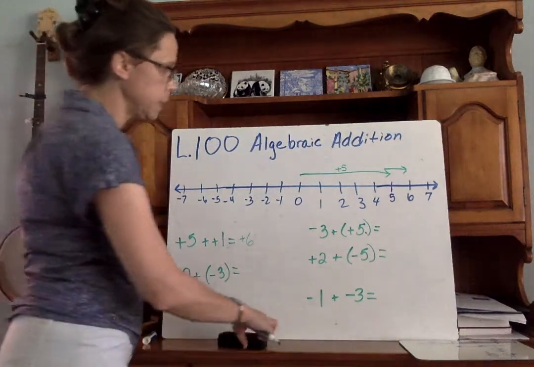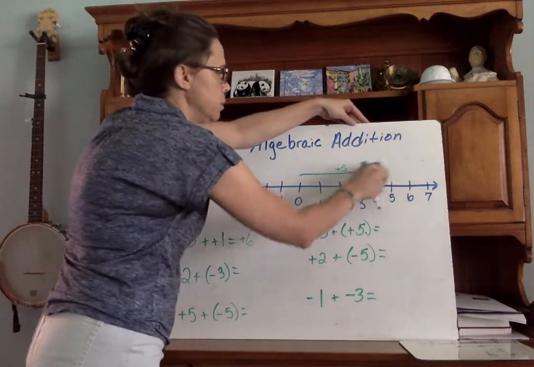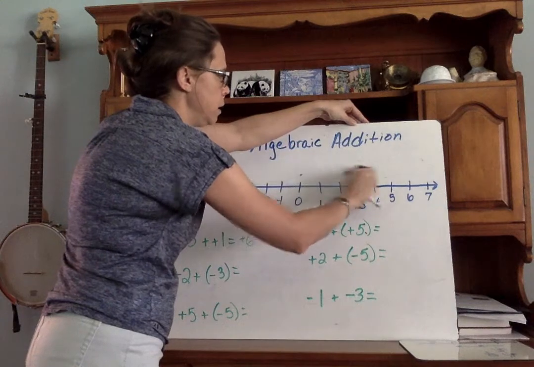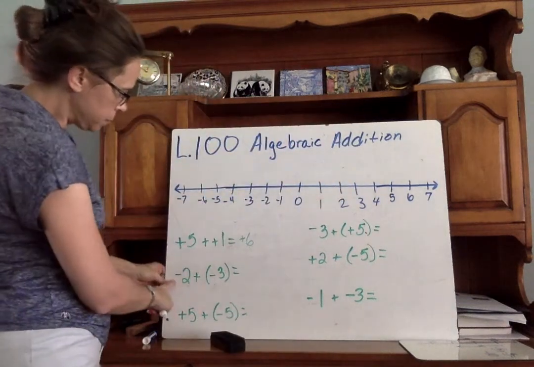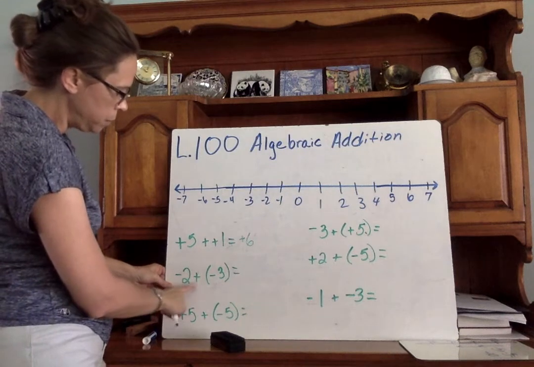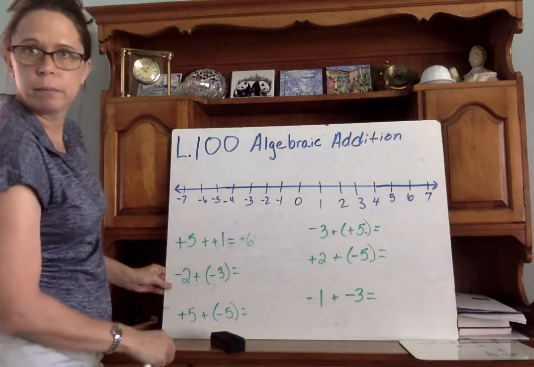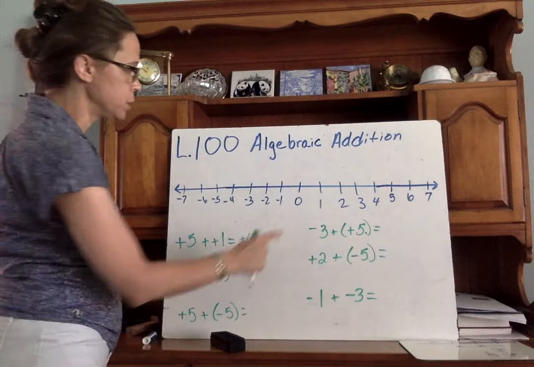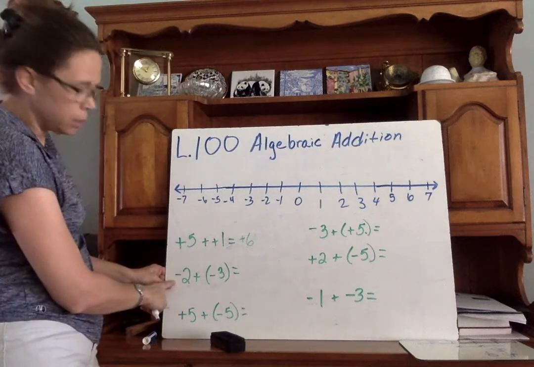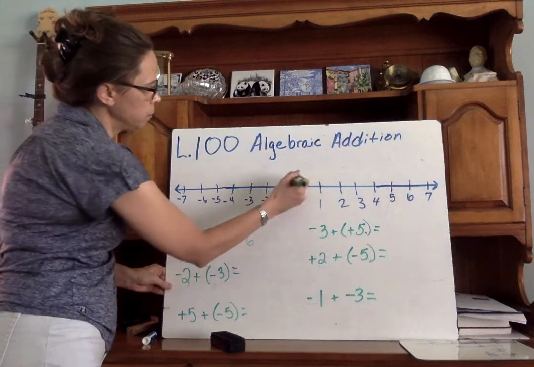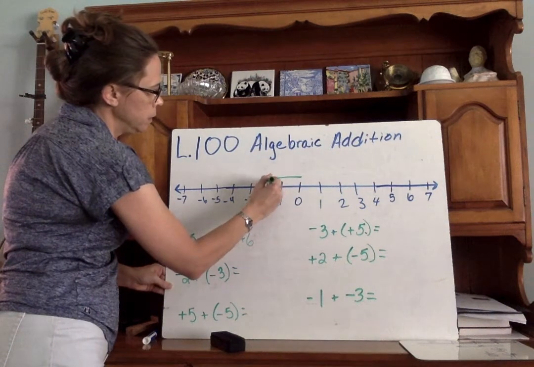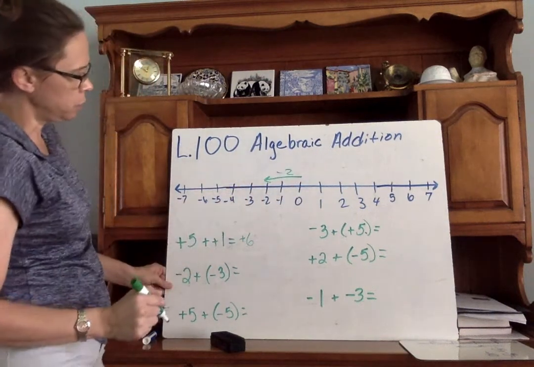Now look at my next example. I'm going to erase the arrows that I just drew. My next example says -2 plus a -3. So I'm adding two negative numbers this time. I'm going to start at 0, and it says to go 2 in the negative direction. So -2 takes me here to -2, right?